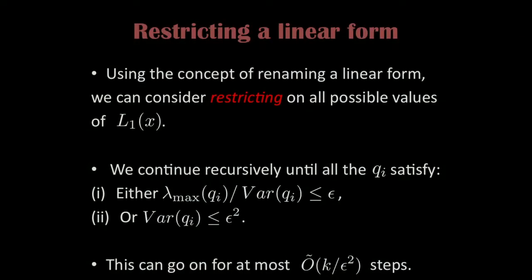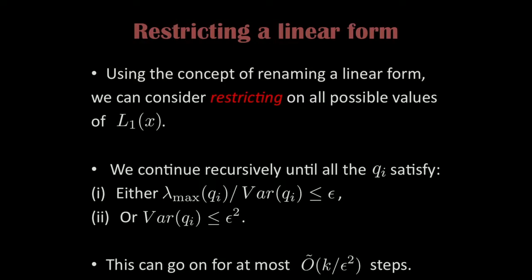I'm being very hazy here, but the main idea goes through very easily. We can continue recursively until all the Qi satisfy one of the two possibilities. Either after the restriction, lambda max of Qi is small, so the variance of Qi is substantially large compared to its maximum eigenvalue, or the variance of Qi has become very small. If the variance of Qi has become very small after all the restrictions, remove it. And then you have essentially gotten something very similar to a junta, not really a junta, but a junta plus linear form. And if not, in the first case, you have a condition to apply the CLT.